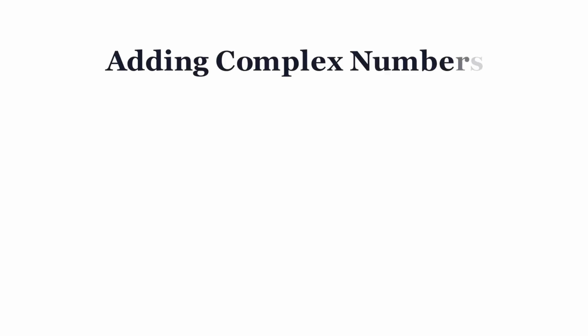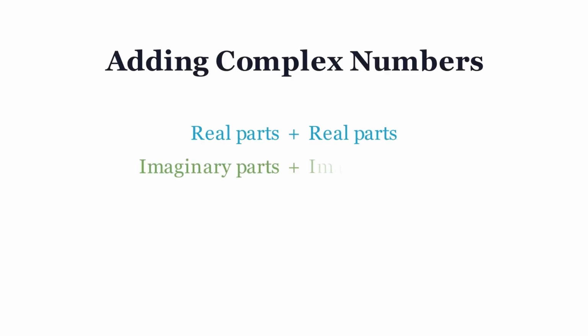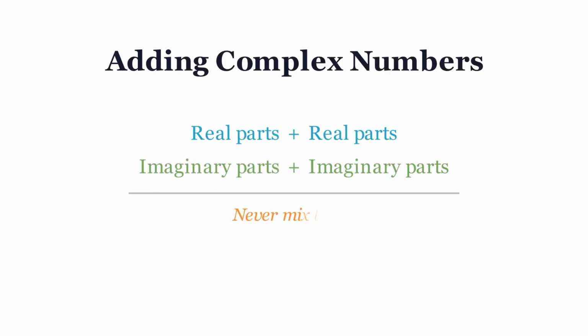When we add complex numbers, the rule is simple and consistent. We add the real parts together, and we add the imaginary parts together, separately. Think of it like combining like terms in algebra. Real with real, imaginary with imaginary. Never mix them. Now let's apply that to our problem.